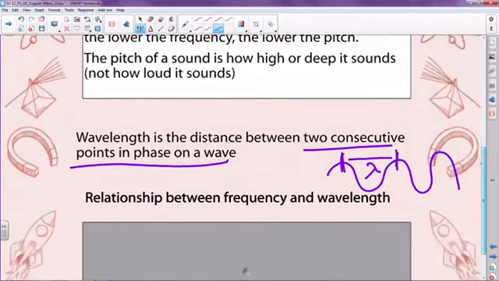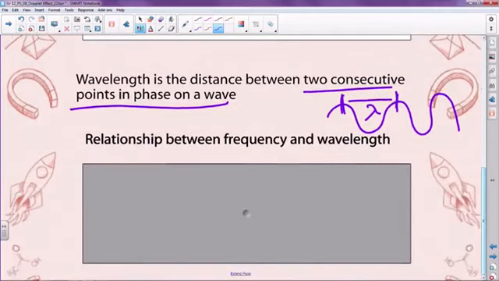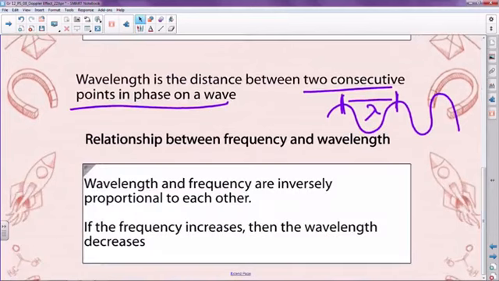Now, how we explain Doppler is when we look at the relationship between frequency and wavelength. Frequency and wavelength are inversely proportional. If I increase frequency, the wavelength decreases. If I decrease frequency, then wavelength increases. They go the opposite to each other, and that's really, really important.